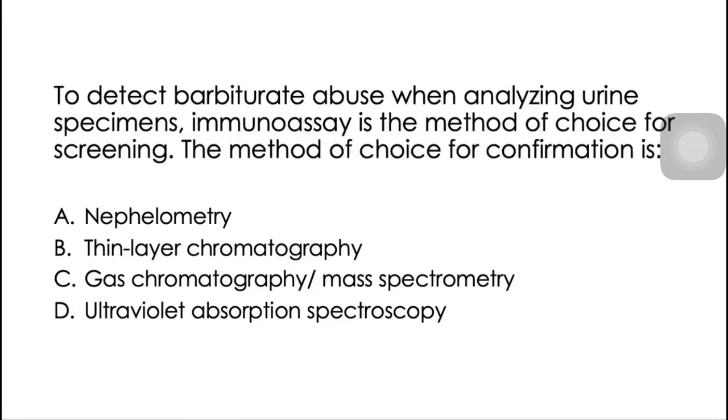Here is the last question for our ASCPI clinical chemistry preparation. To detect barbiturate abuse when analyzing a urine specimen, immunoassay is the method of choice for screening. So for screening purposes, for therapeutic drug monitoring, we are using immunoassay. But for confirmation, we are using GCMS, or gas chromatography mass spectrometry. That is the last item for our ASCP Clinical Chemistry.